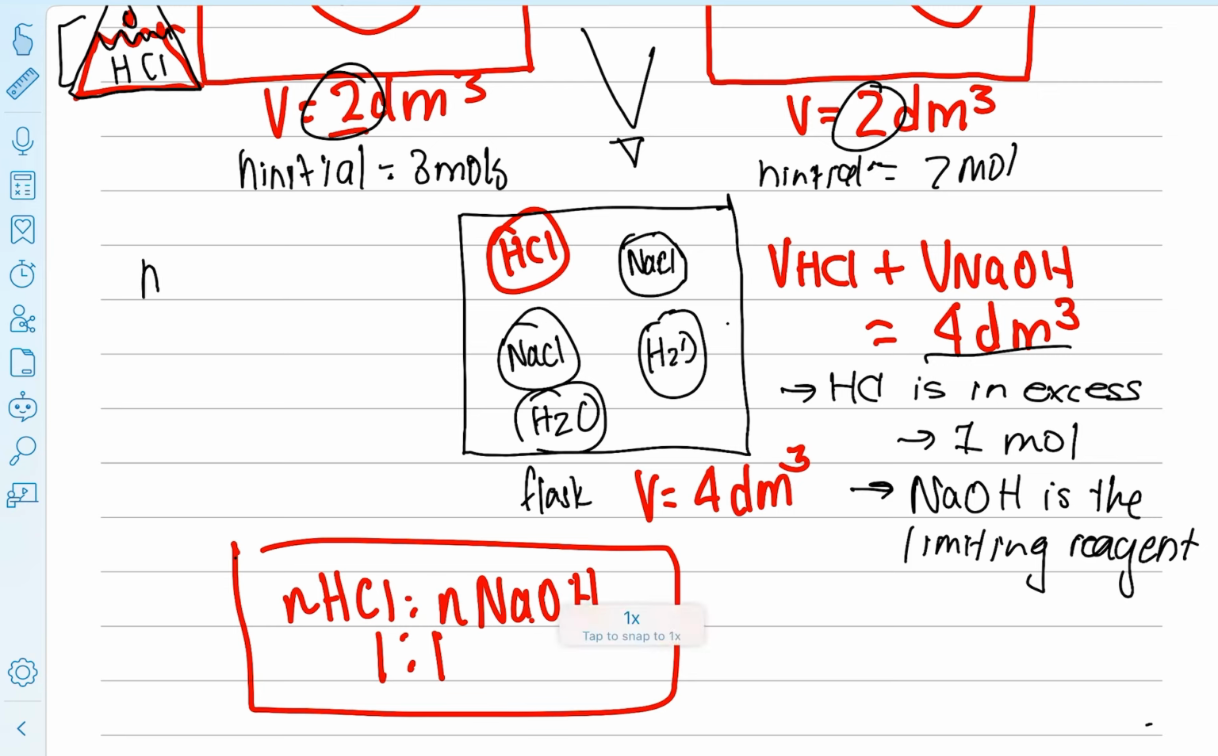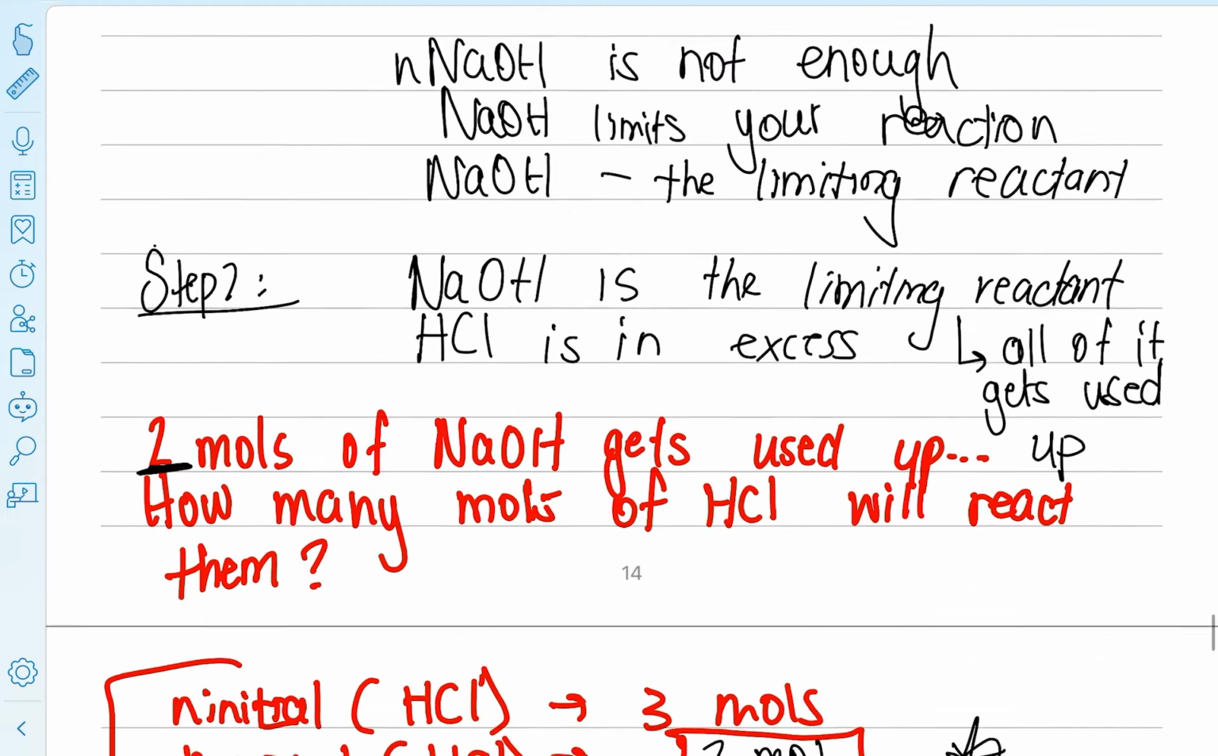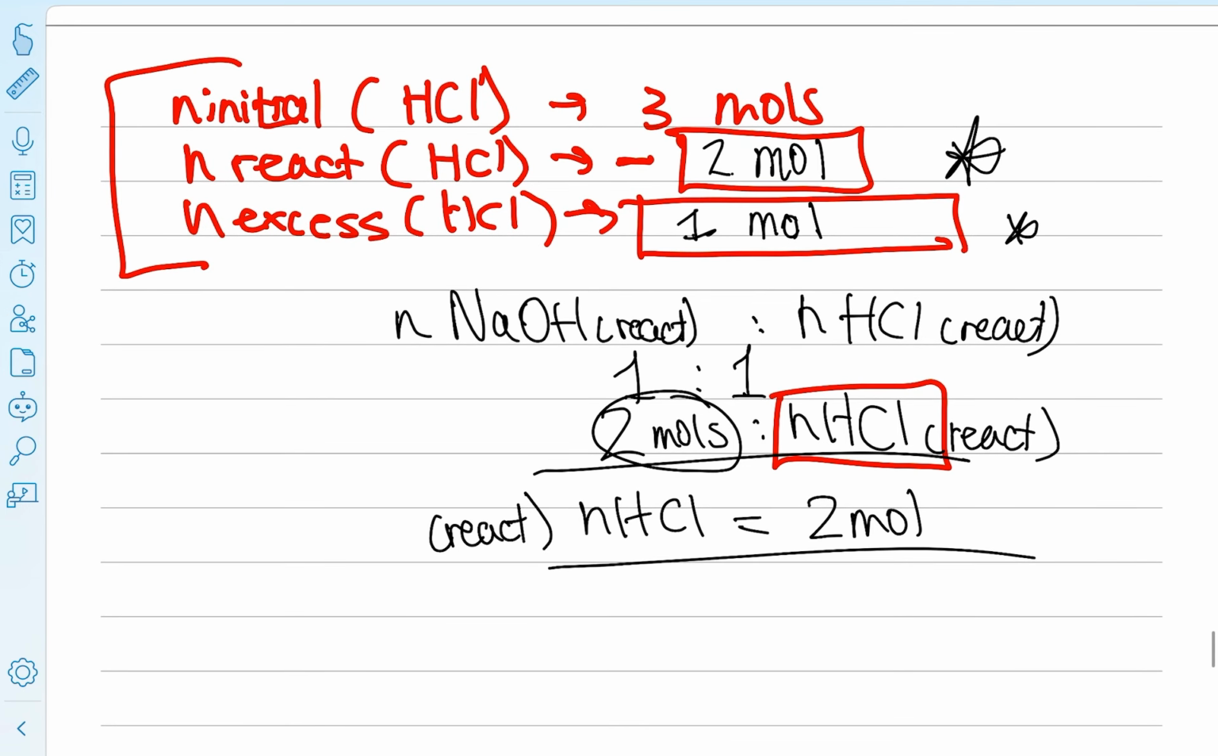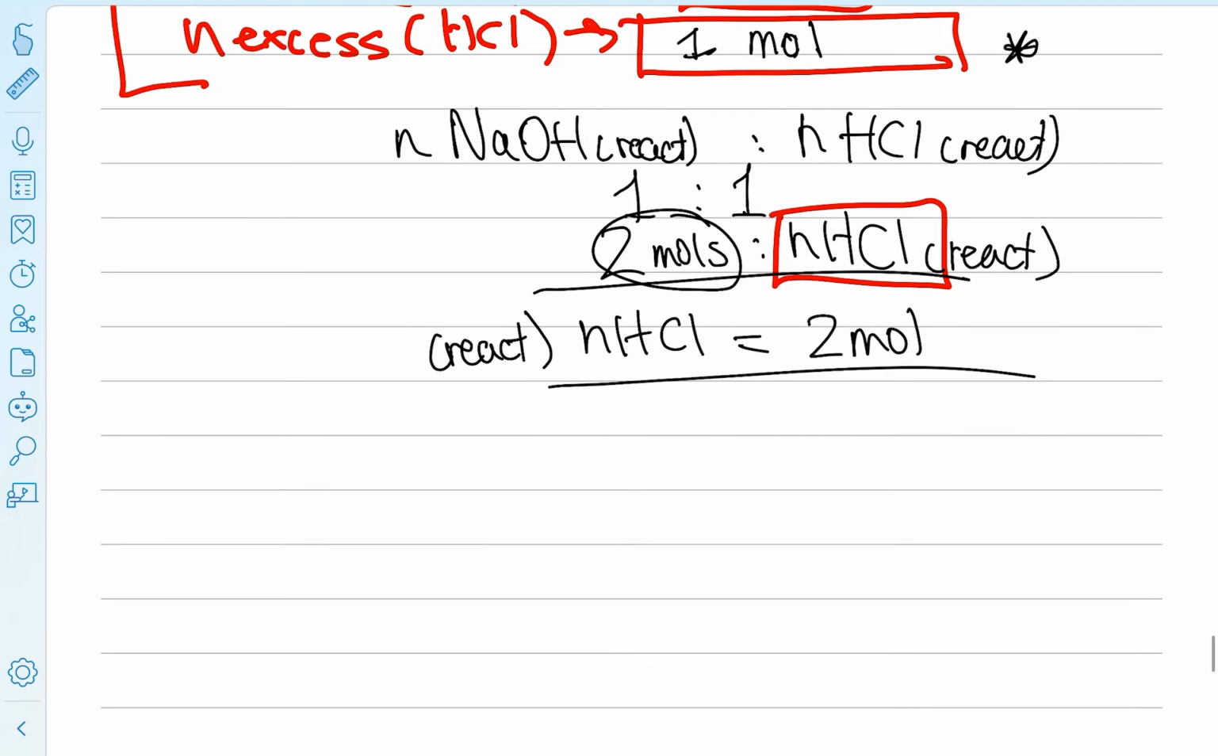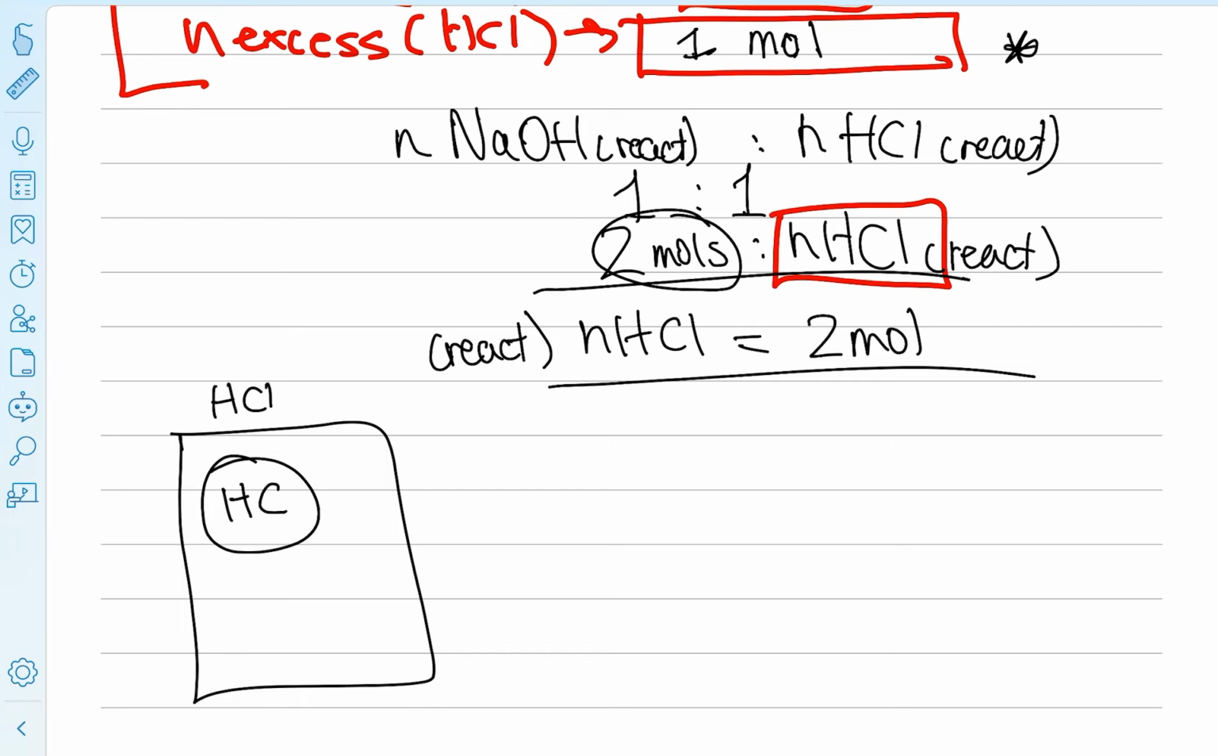But how many moles of HCl do you have now? In this volume of 4, you've got 1 mole. You no longer have your sodium hydroxide. You've just got this 1 mole of hydrochloric acid. That is what you've got over there. Now, that's actually what we just calculated there. We've got 1 mole of hydrochloric acid in excess. So, if this is your HCl, that is in excess, and you've got 1 mole of HCl, but also it's in a volume of 4 cubic decimeters.